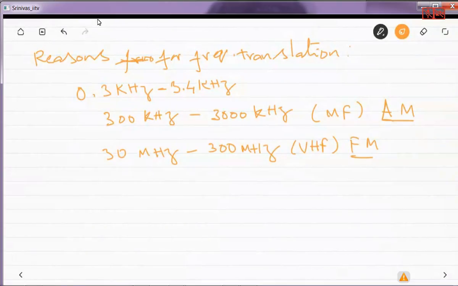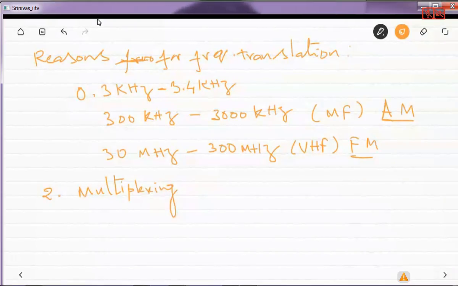So the other reasons. Why I put two is the first one is practicability of the antennas, and the second one is multiplexing different signals. So the second reason is multiplexing. So what do I mean by multiplexing? Let us see what it means, right?